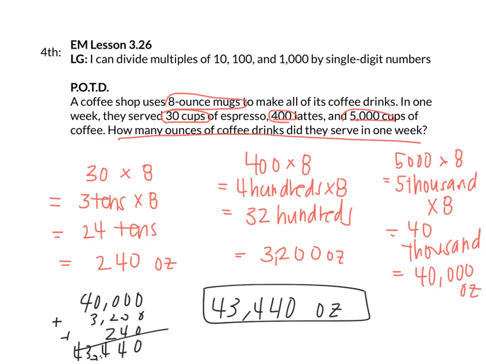Okay, so for this question, we're trying to figure out how many ounces of coffee drinks were served altogether. And we know that each drink is 8 ounces. So there's 30 cups of espresso, 400 lattes, and 5,000 cups of coffee. So we can do 30 times 8, or 3 times 8, right? And then 400 times 8, and then 5,000 times 8. When we find out the amount of ounces for each type of drink, we can add them up to get a total of 43,440 ounces. This problem of the day reminds us that it's very important to consider units and unit form when helping us multiply and divide by multiples of 10.